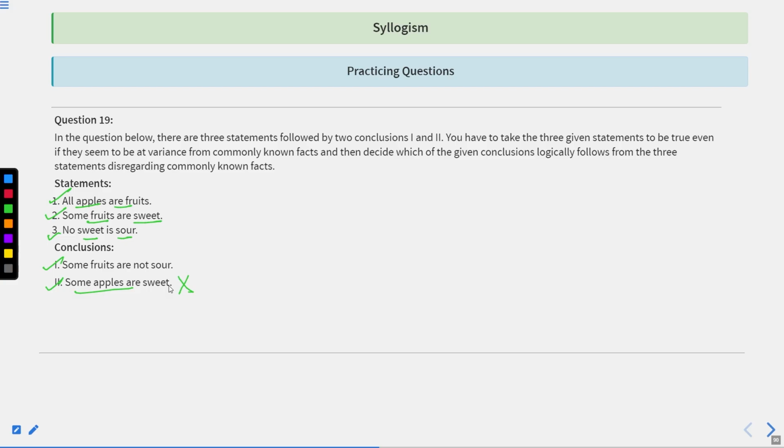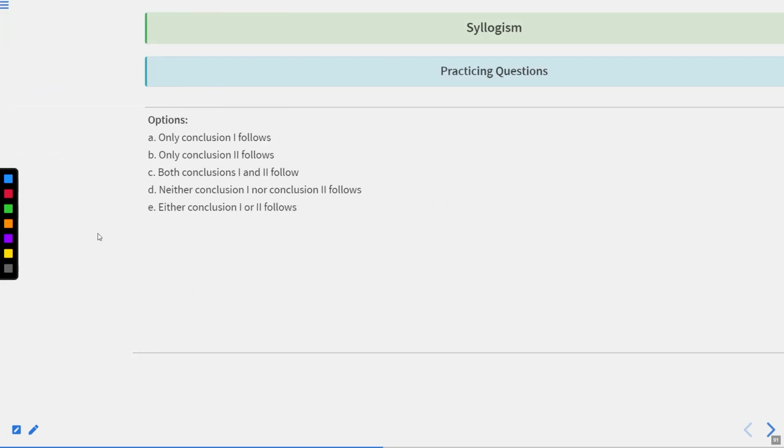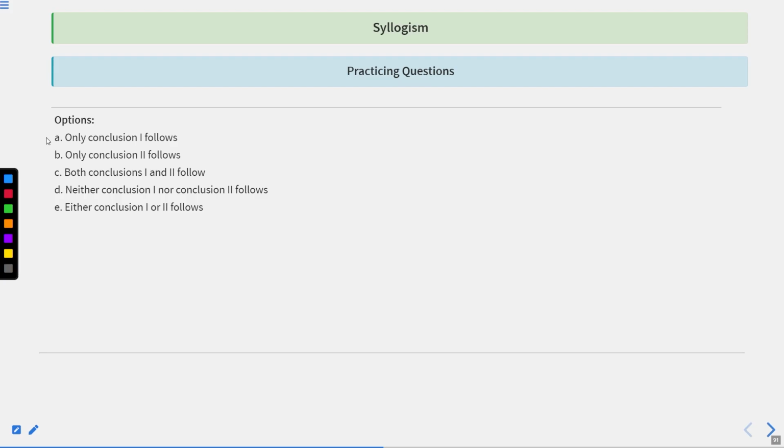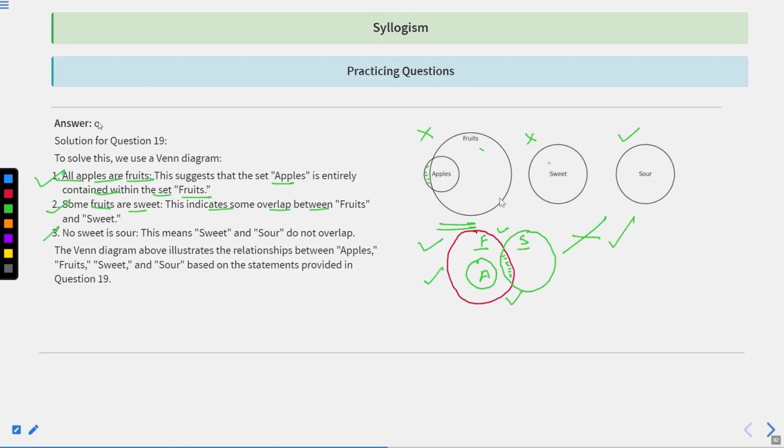The reason being, the conclusion is saying that some apples are sweet, which obviously cannot be inferred through the statement that has been provided. So only conclusion one shall follow. The answer for this particular question will be only conclusion one follows. Understood? The answer for this question would not be C, but rather be A.